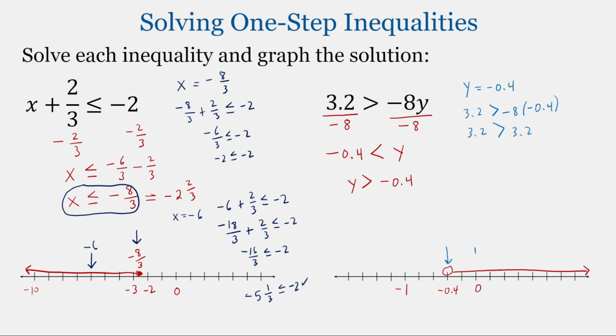And if 0 is available, I highly recommend testing that point because the math usually is pretty simple. So at y equal to 0, we have 3.2 greater than negative 8 times 0. 3.2 is greater than 0, and that's a true statement. Our solution is y greater than negative 0.4.